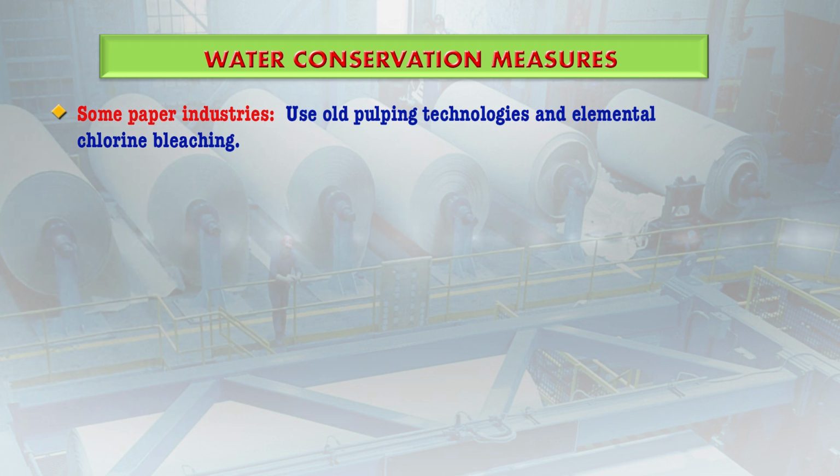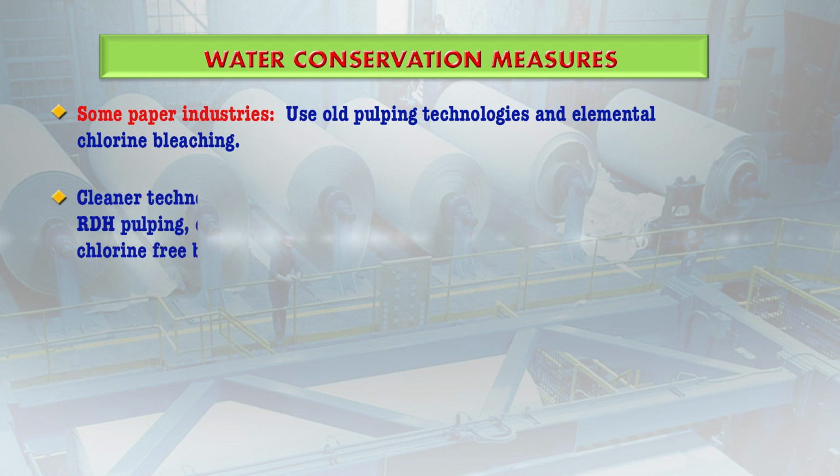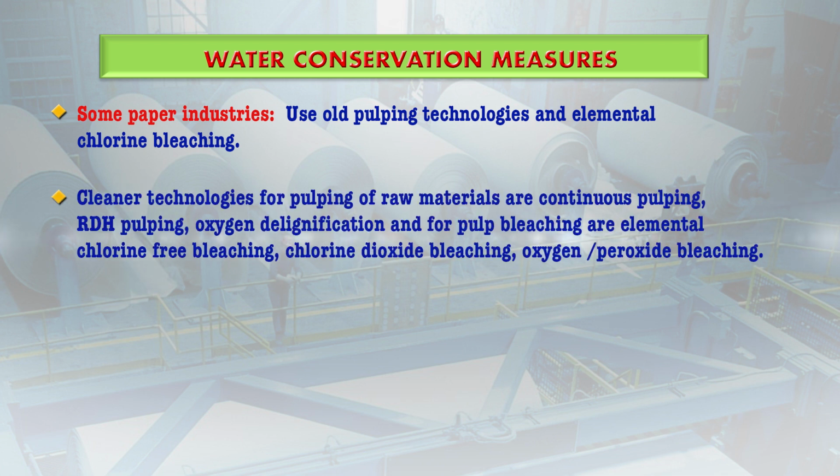Now in some of the paper industries, mostly in India, we use the old pulping technologies and elemental chlorine bleaching. This is quite toxic and hazardous, but cleaner technologies for pulping of the raw material can be used, which are continuous pulping, RDH pulping, oxygen delignification, and for the pulp bleaching also we have modern technologies which are elemental chlorine free bleaching, chlorine dioxide bleaching and oxygen peroxide bleaching. These are some clean technologies.